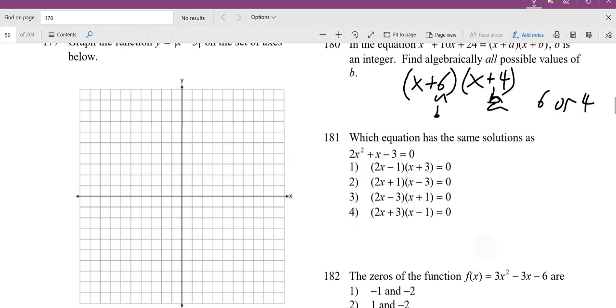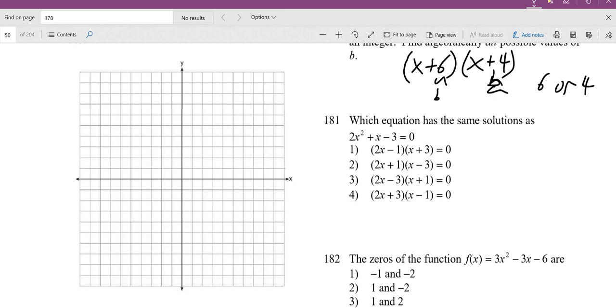Okay, which solution has the same solutions as this? So what you can do is multiply these, right? FOIL each one of these out and see which one of them comes out to the same as this. So to FOIL this, we would get 2x squared, then, it doesn't matter what order you do it in, just as long as you do 1 to 1. So 6x, and then a negative x, right? 6x minus x minus 3, right? These combine to become 2x squared plus 5x minus 3.